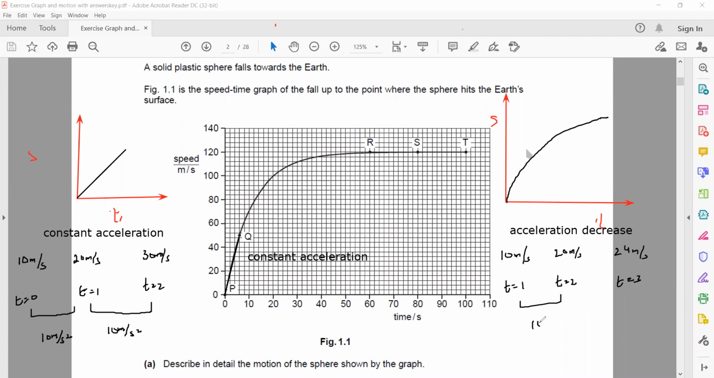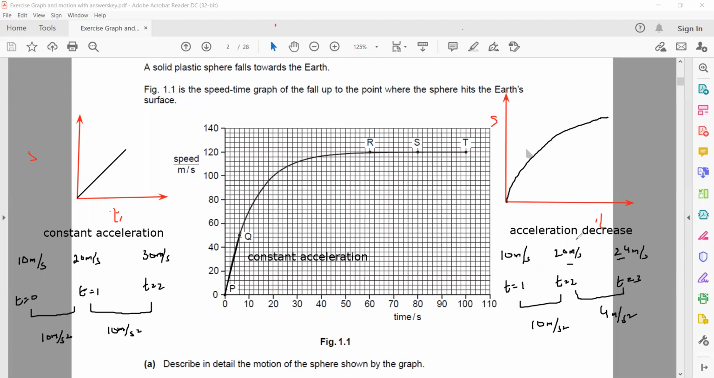So acceleration of the first part is 10 meter per second square, because the change in the velocity, 20 minus 10, divided by time interval 1. So that's 10 meter per second square. For the second part, when we calculate acceleration, the final speed is 24 and the initial speed is 20. So when we subtract them, it will be 4 meter per second square.